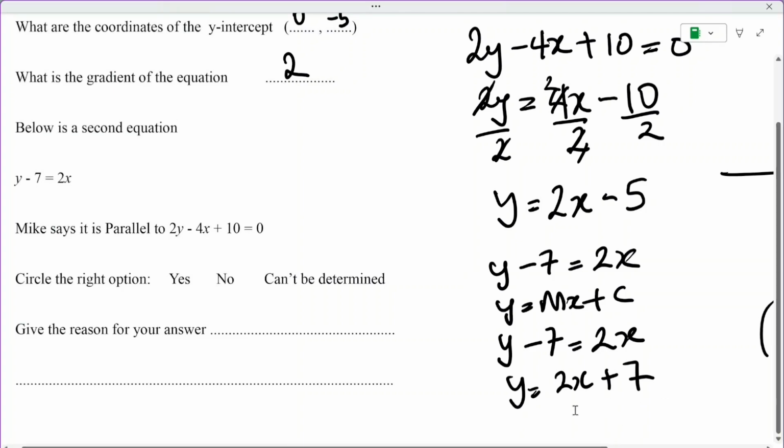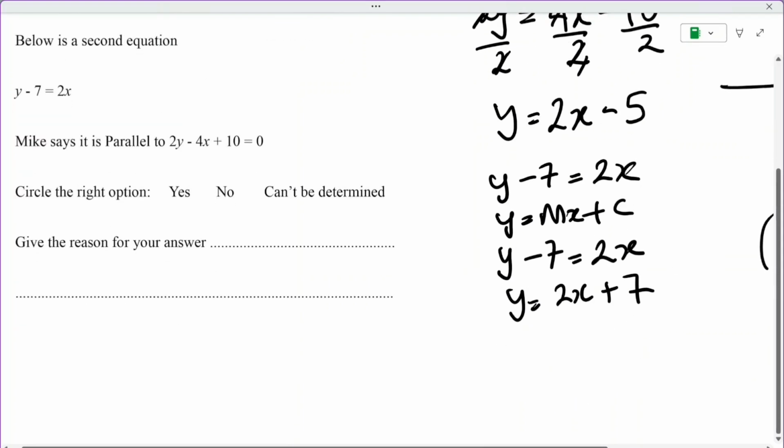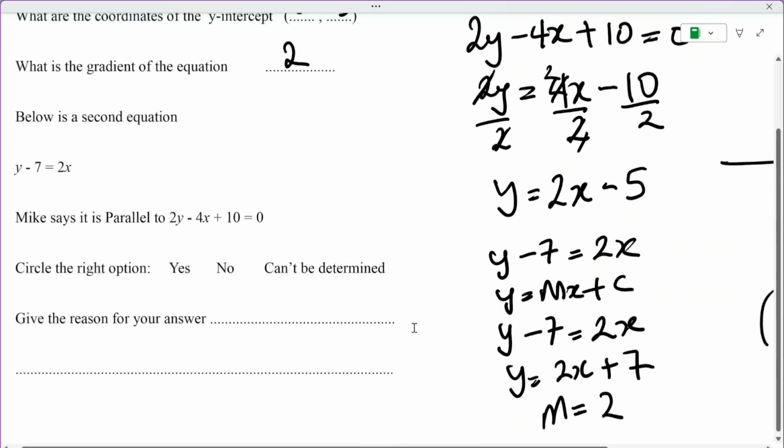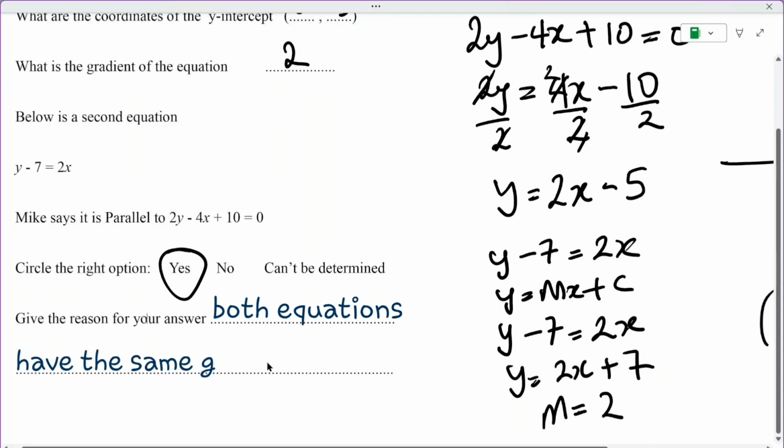With the equation looking like this, we can determine the gradient of the equation, which in this case is the coefficient of x, which is 2. So the gradient of the second equation is also 2. And with both of them having the same gradient, it means the equations are parallel. So the right option is yes. Mike is correct, and the reason is that both equations have the same gradient.